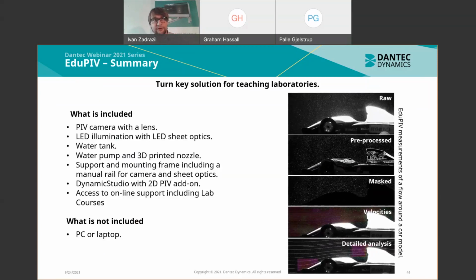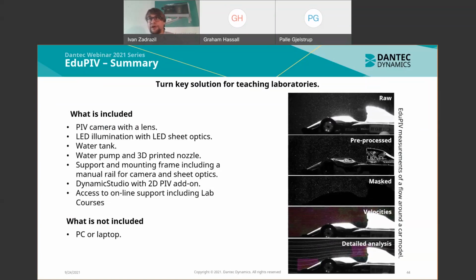It contains a full version of Dynamic Studio with a 2D PIV add-on, or a Stereo PIV add-on in the case of Edu Stereo PIV. And there's also access to online support, including lab courses. What is not included is a PC or laptop and some additional network licenses. And just for information, on the right-hand side are measurements taken with Edu PIV.